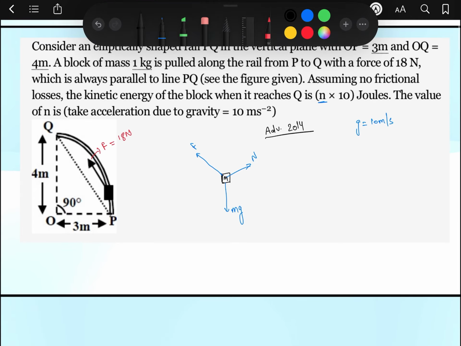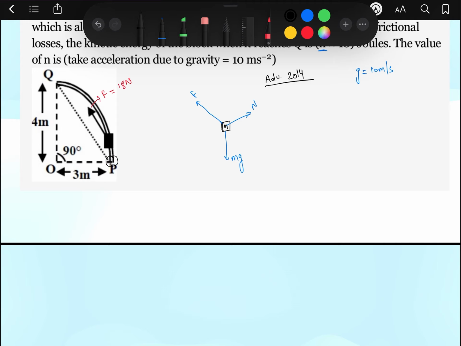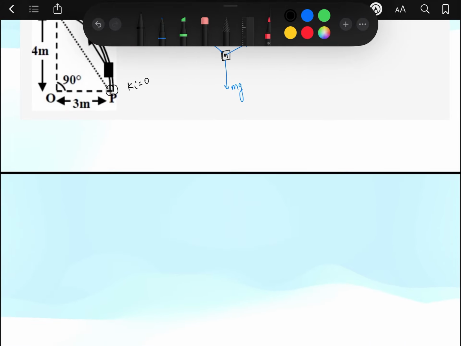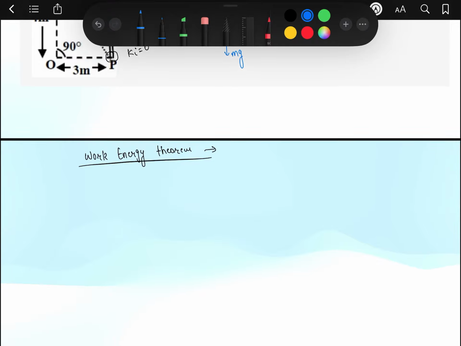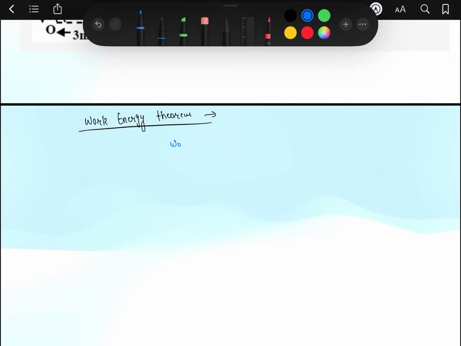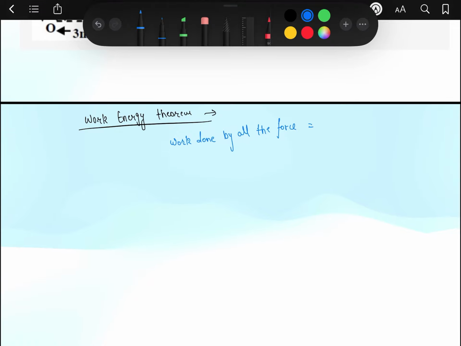Now since we have to tell the kinetic energy, when this block started from the point P, the initial kinetic energy will be 0. So K initial is 0, and let us suppose K final is the kinetic energy of this block when it reaches point Q. So here we will be using the work energy theorem. What does the work energy theorem say? It says that work done by all the forces will be equal to change in the kinetic energy of this body, that is K final minus K initial.